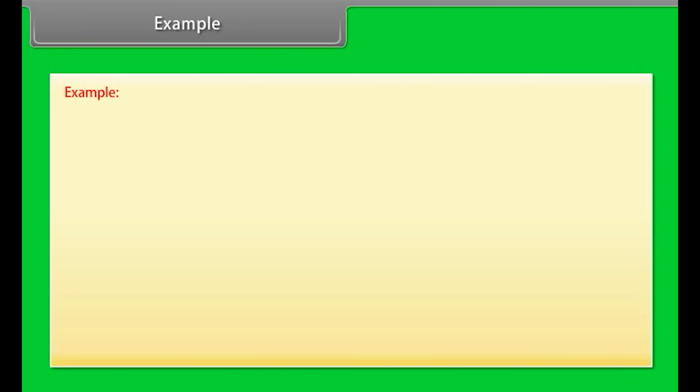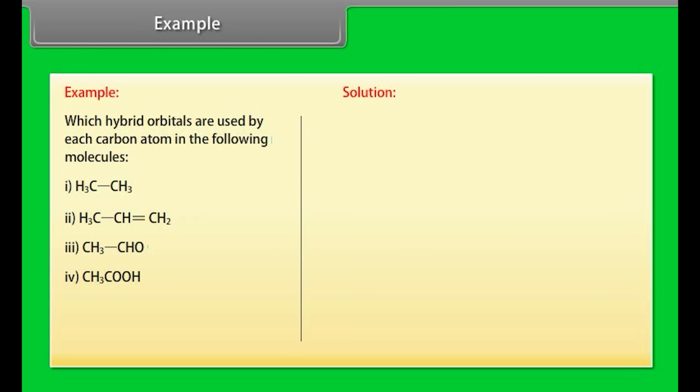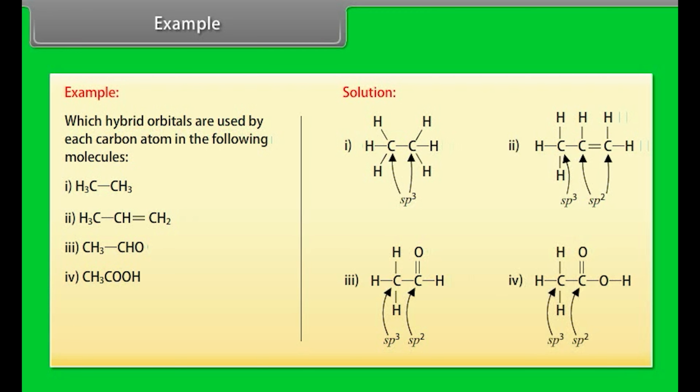Example. Let's take an example on hybridization. Which hybrid orbitals are used by each carbon atom in the following molecules? Let's see the solution. In the first molecule, carbon atoms use sp3 hybridization. In the next molecules, carbon atoms use sp2 and sp3 hybridization.